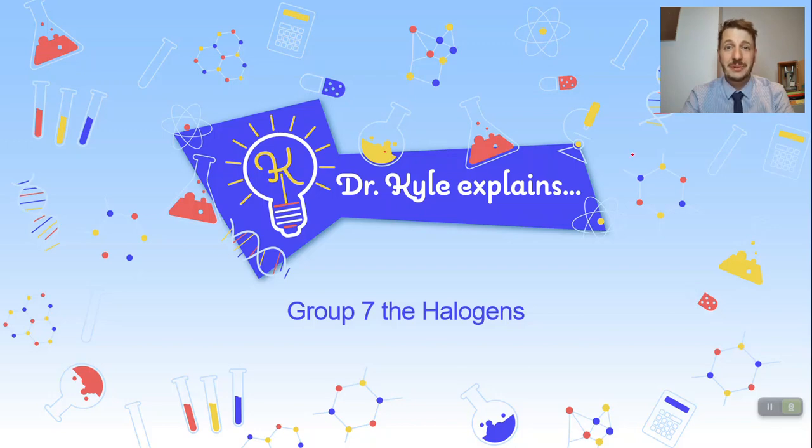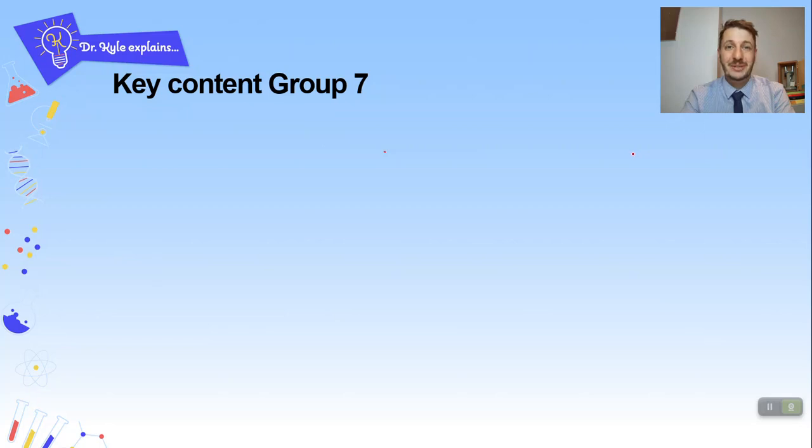Today we're going to be going through Group 7, the halogens. So if you like the sound of that, grab some paper, grab a pen, and let's go ahead and jump in. Okay, so first of all, we're going to go through some key content.